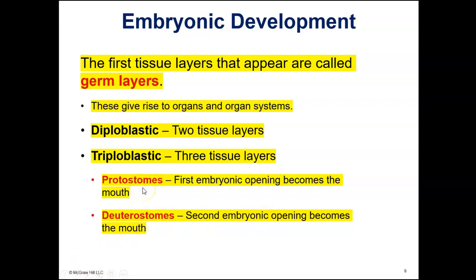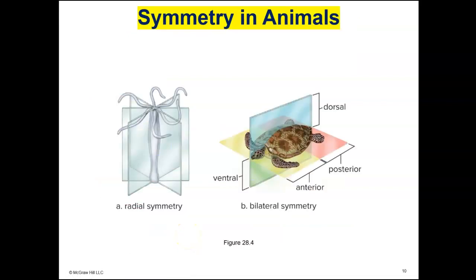Protostome means first opening, and deuterostome means second opening. I think protostome means first mouth, and deuterostome means second mouth. Anyway, in the protostome, the first opening is the mouth, and in the deuterostome, the second opening is the mouth.